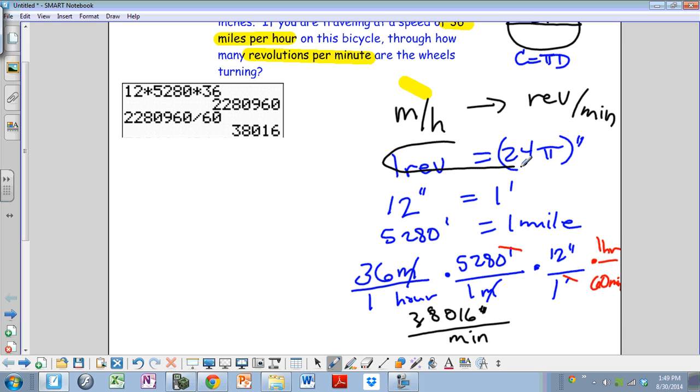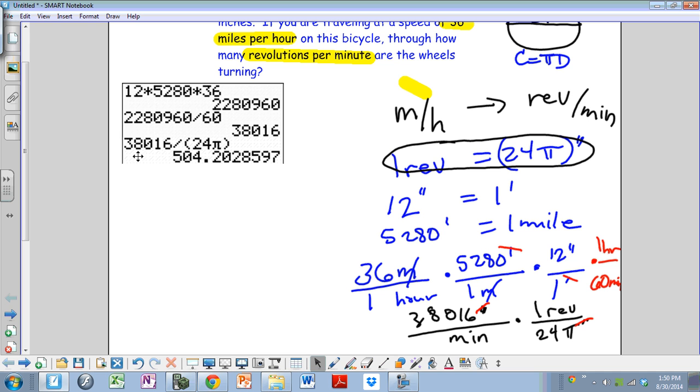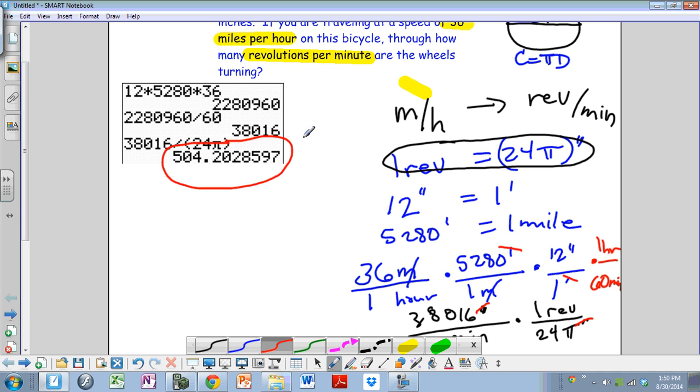So we need to use the fact that one revolution equals 24 pi inches for this particular bicycle wheel. So we would say one revolution, since that's what we want to end up with, divided by 24 pi inches, because now when we're doing our unit analysis, we can see that our inches will cancel out and we'll end up with revolutions per minute. So when we take the 38,016 and divide it by the circumference, the final answer is 504.2 revolutions per minute.